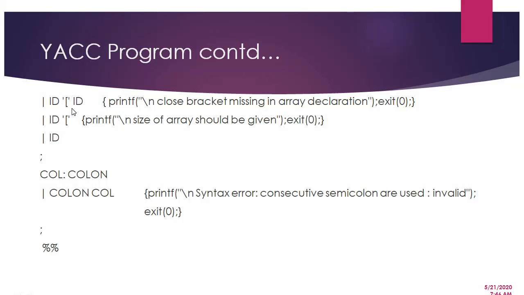Next, if there is an opening subscript but no closing subscript, that is int A open bracket B with no close bracket, meaning a close bracket is missing, you have to print the error. ID open bracket is there, so the size of the array should be specified, or it can be ID. Next, you have to specify what is colon. You have used COL somewhere. COL is nothing but semicolon. If there is only one semicolon, that is valid. If there is more than one semicolon, print the syntax error: consecutive semicolons are used, invalid.